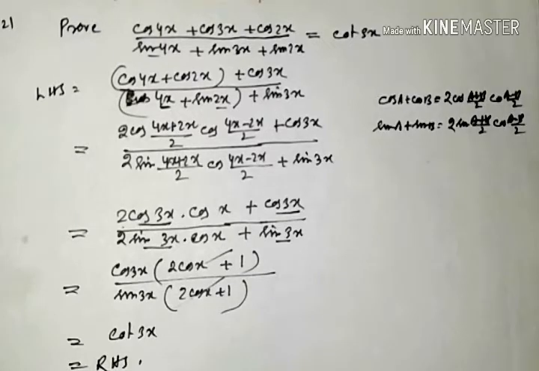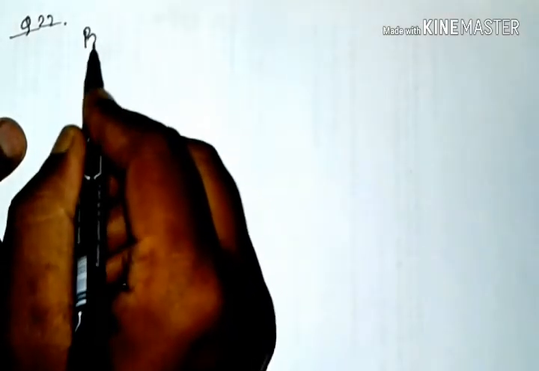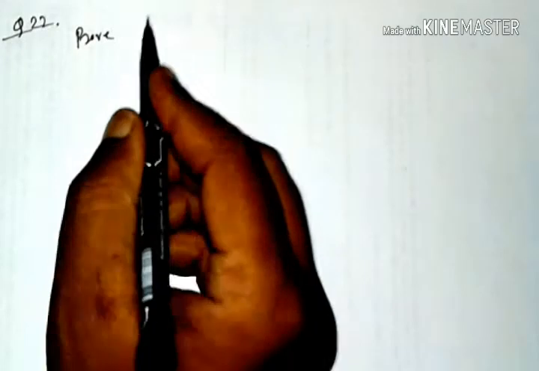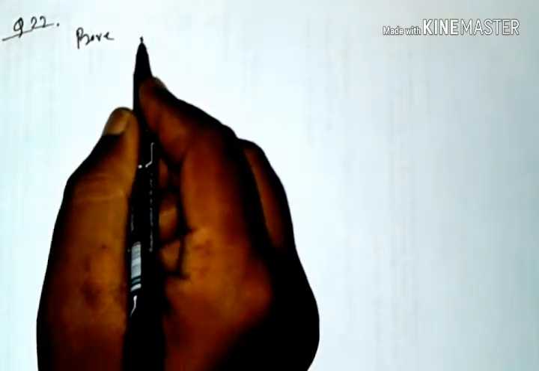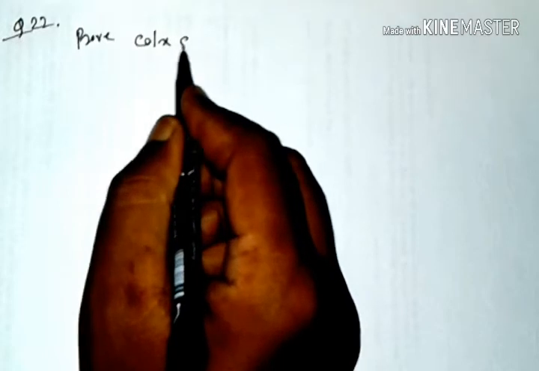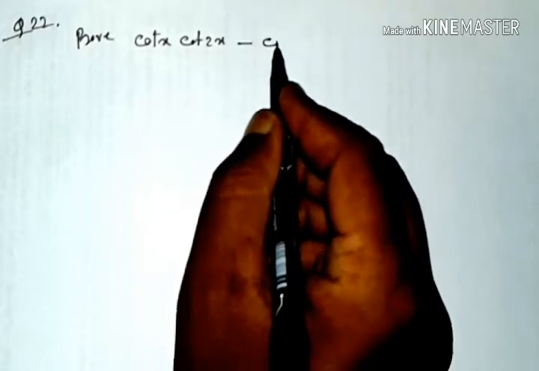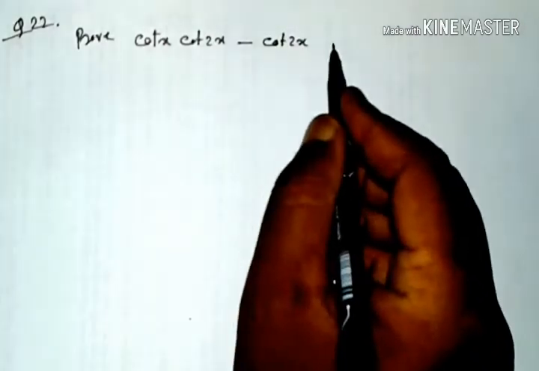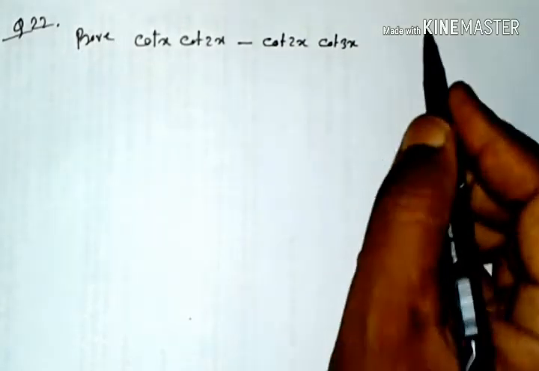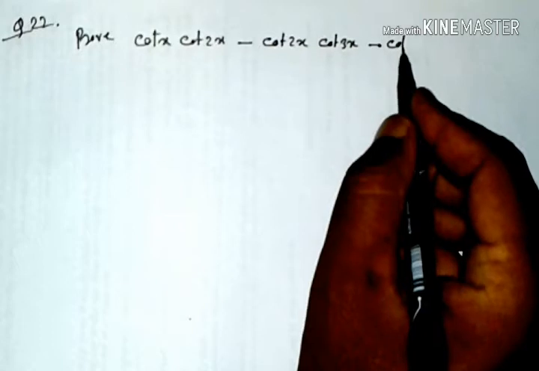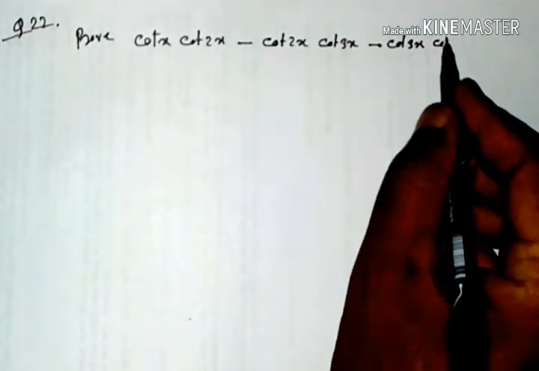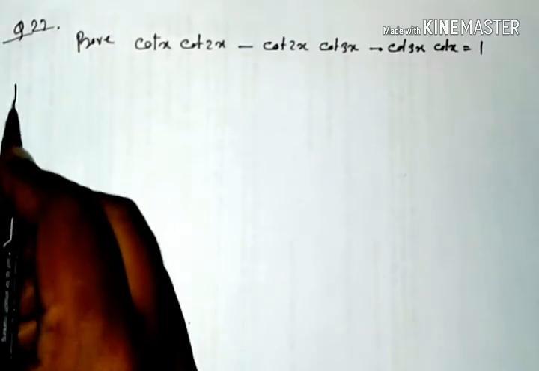Next problem is question number 22. It is given as a proof: prove that cot x cot 2x minus cot 2x cot 3x minus cot 3x cot x is equal to 1. Proof.